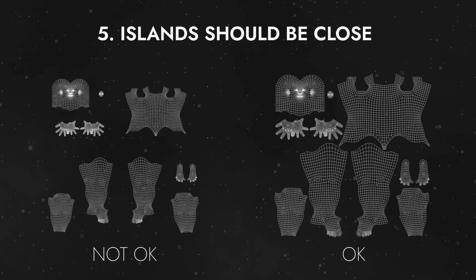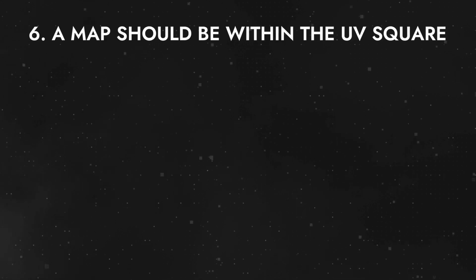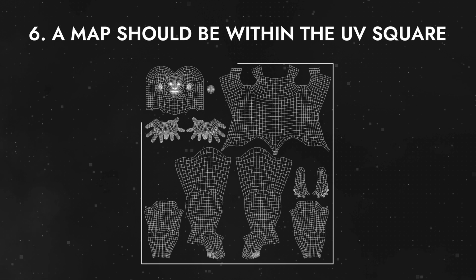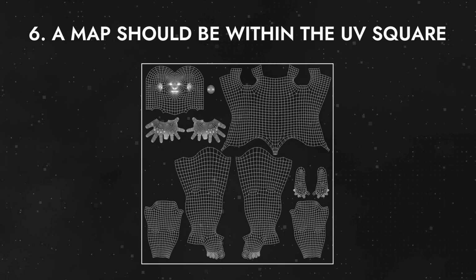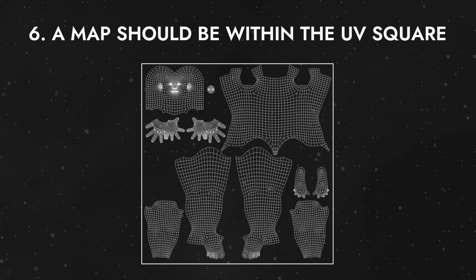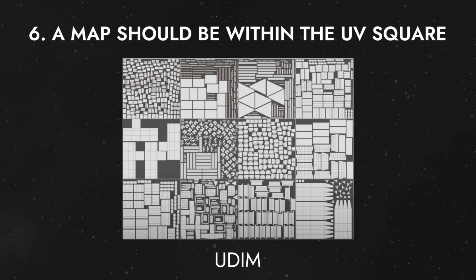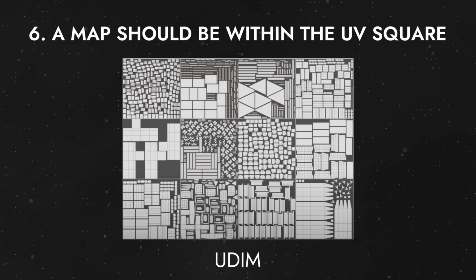Islands should be placed as close to each other as possible. This is to maximize the use of the texture you will be applying. If a model has a non-tileable texture, the map should be within the UV square. If you cross its boundaries, various issues may arise while creating and applying a texture to a 3D model. However, if you have a very large and complex model, you can use multiple UV squares. The UDIM workflow is used for this. However, it's a bit more complicated to work with.